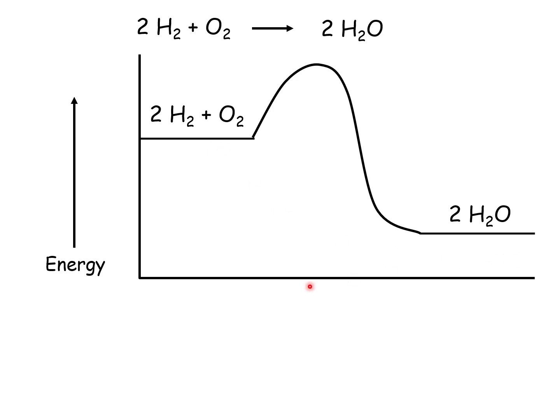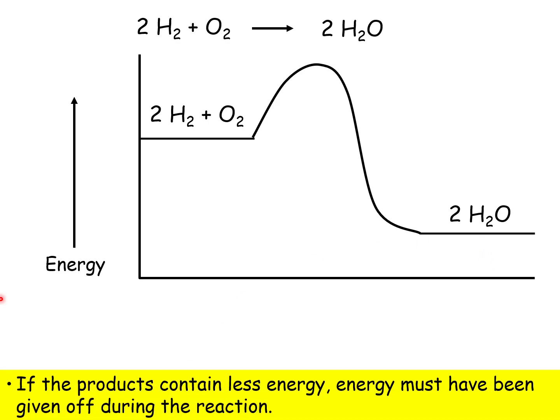So you can see from looking at this that the total amount of energy contained in the reactants is at a higher total energy level than the total amount of energy contained in the products. So if the products contain less energy, that means that energy had to be given off.